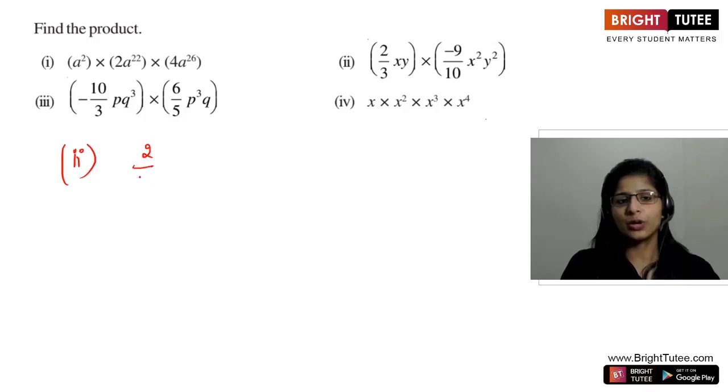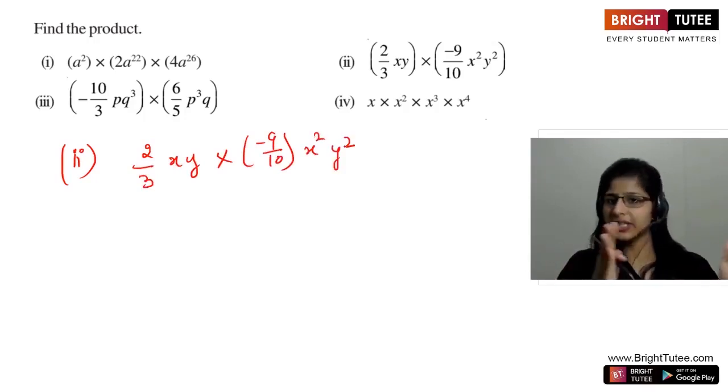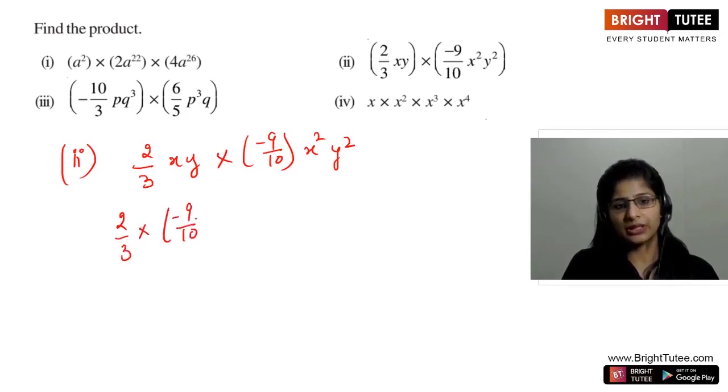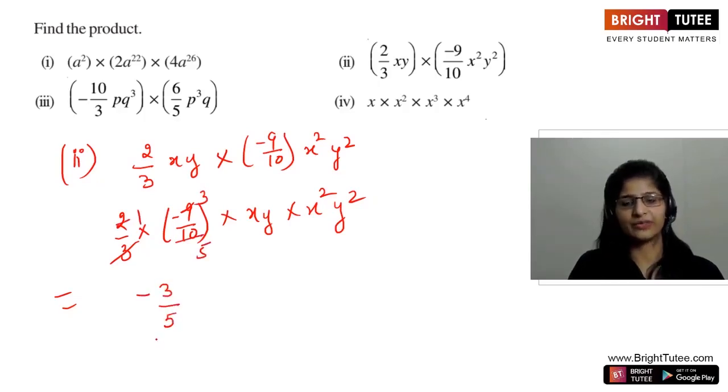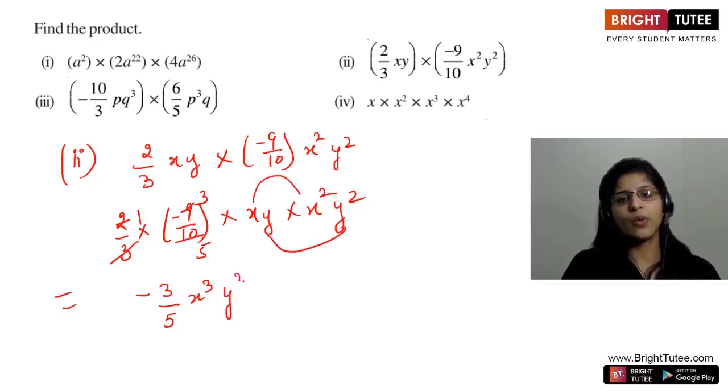In the second, we have 2 upon 3 xy multiplied with minus 9 upon 10 x square y square. So, writing the coefficients together: 2 upon 3 into minus 9 upon 10, and then we have xy and x square y square. So, see, 3 threes are 9. 2 ones are 2, 2 fives are 10. We get minus 3 upon 5. This is the coefficient. Then x and x square forms x cube, and y and y square forms y cube. Right? Okay. So this is the answer for this second part, and this is how we solve it.